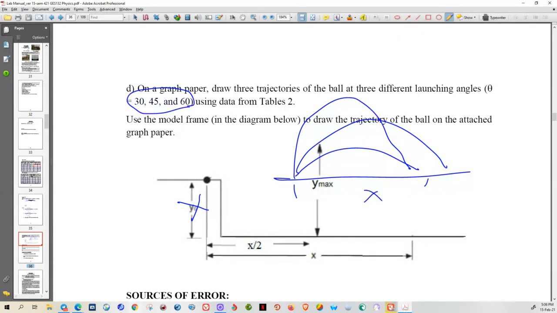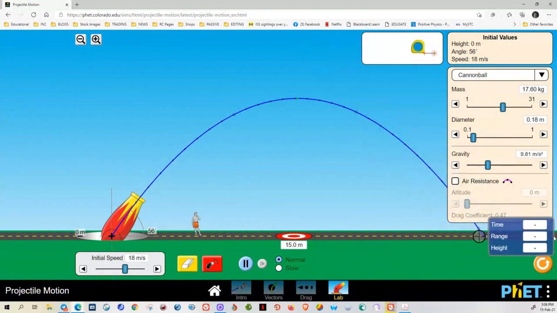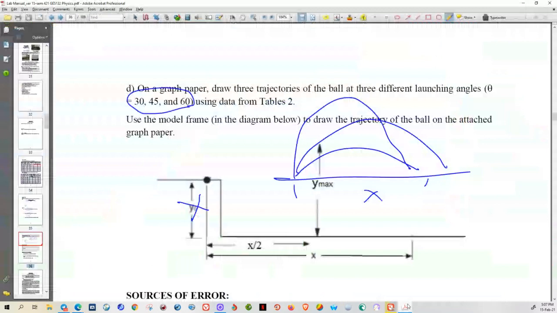Now, teacher, how can we draw this one? Look at the simulation. What's the horizontal range? It's in meters, okay? If we fire, you will see that the horizontal range is in meters, right over there. What's the range? 30 meters. Is there a way to draw 30 meters? Sure there is. Here's what you will do, okay?